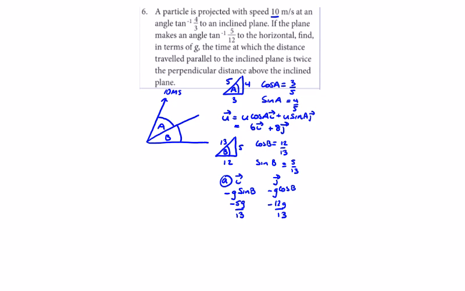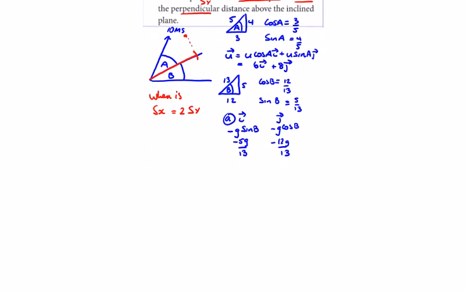So what are we asked? We're asked to find in terms of g the time at which the distance traveled parallel to the inclined plane is twice the perpendicular distance above the inclined plane. Well, the parallel, that's s of x, and the perpendicular is s of y. So we imagine when is the distance along here 2 times the distance that it is up here. So when is s of x equal to twice the distance traveled in the y direction? So we need s of x and s of y here.